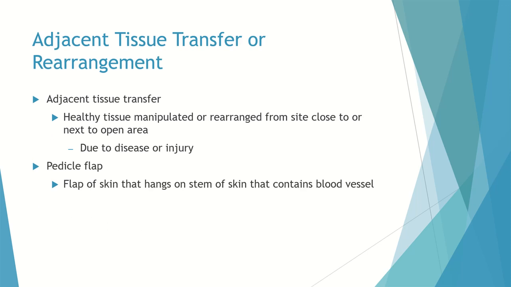Adjacent tissue transfer or rearrangement. Adjacent tissue transfer, this is healthy tissue manipulated or rearranged from a site closed to or next to the open area. This is often due to a disease or injury. A pedicle flap is a flap of skin that hangs on a stem of skin that contains a blood vessel.